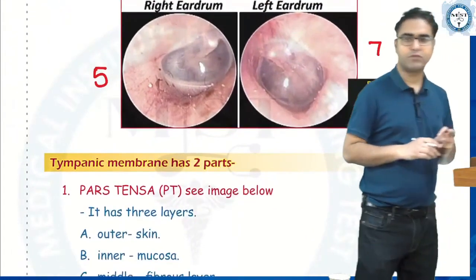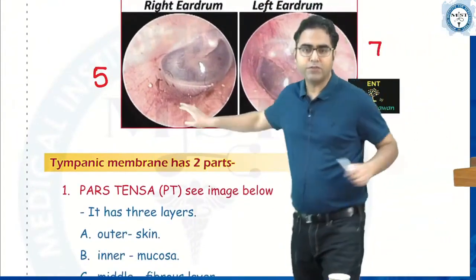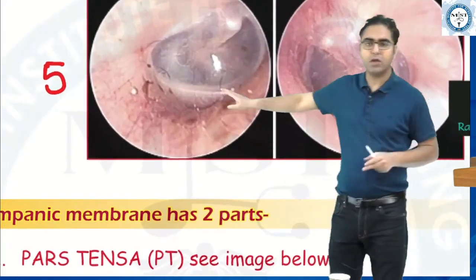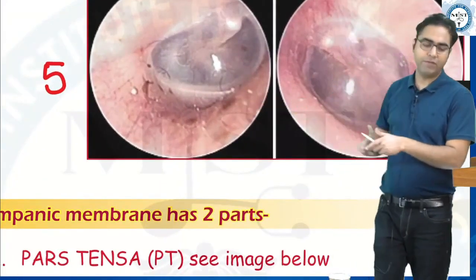Okay, now next one, beta. Can you see, beta, right is 5? Can you see this one is at 5 o'clock? This one is 7 o'clock. Beta, right 5, left 7.